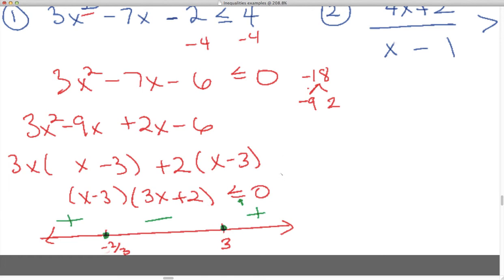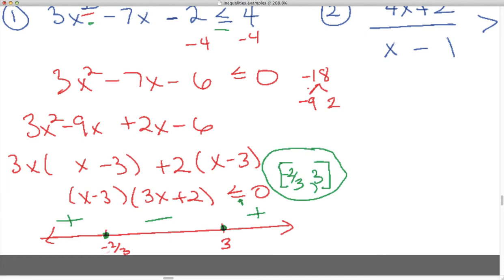So your final answer here would be negative 2/3 bracket, 3 bracket. Okay? Sign analysis. Why? Power of x is greater than 1, and we have an inequality.